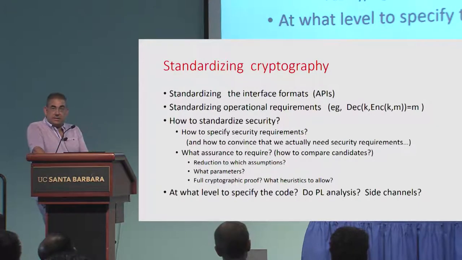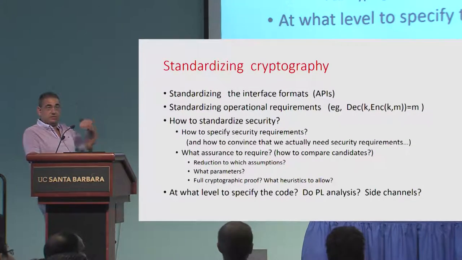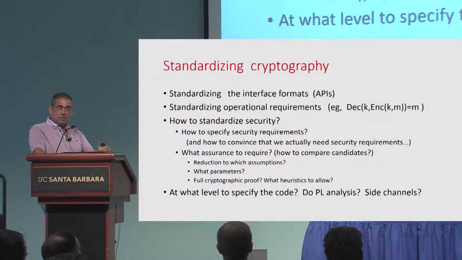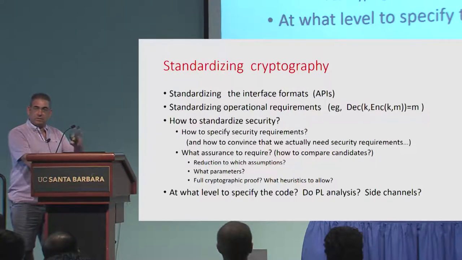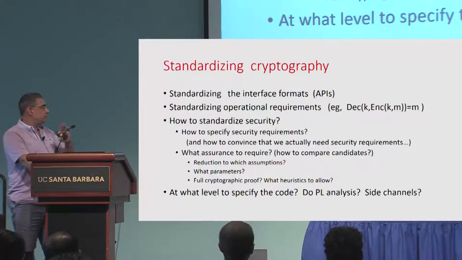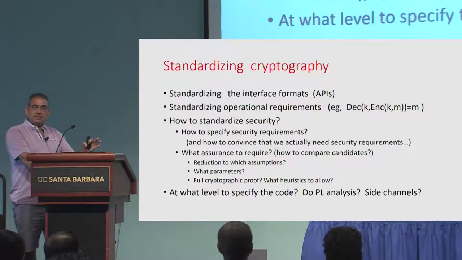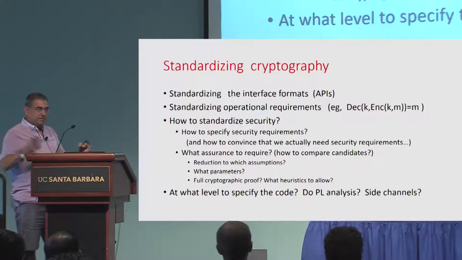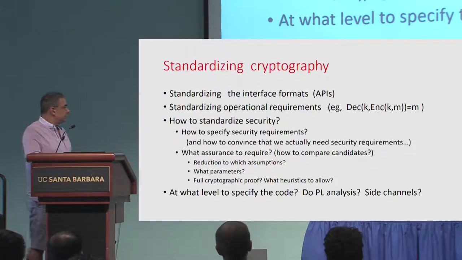And then, of course, it doesn't end there. At what level do you specify the code? It's not enough to specify an API. You standardize a security transform mechanism, so you want to specify it down to a specific programming language. In what programming language do you want to specify everything, down to the machine code and the specific hardware? Do you want to do PL style analysis, automated analysis? It's not clear where to stop. It's obviously many different things, but where do you draw the lines?